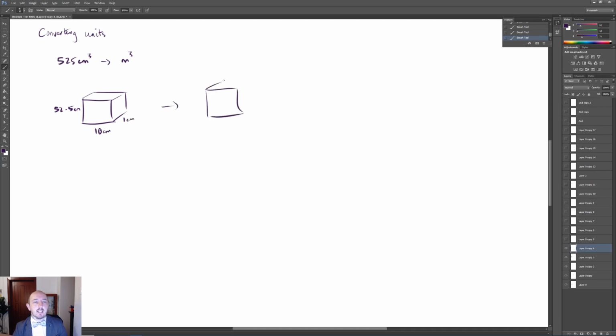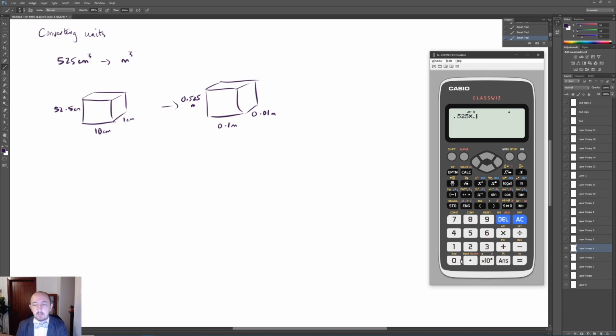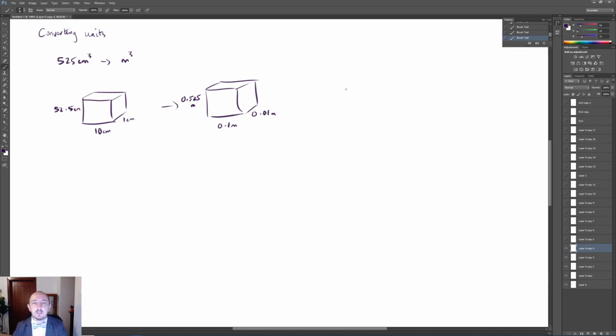Now, if I draw that exact same thing again, but this time as meters, then 52.5 centimeters is 0.525 meters, 10 centimeters is 0.1 meters, and 1 centimeter is 0.01 meters. So you can see now that if you just divide by 100, you're only doing one of the sides. We need to do all three sides. So we're actually dividing by 100 cubed, or a million. So 0.525 times 0.1 times 0.01, that means we're dividing by 1 million. Okay, so we could do this on our calculators. 525 multiplied by 0.1 times 0.01, and we get 5.25 times 10 to the minus 4. So 0.000525.